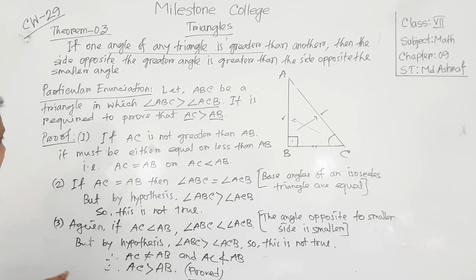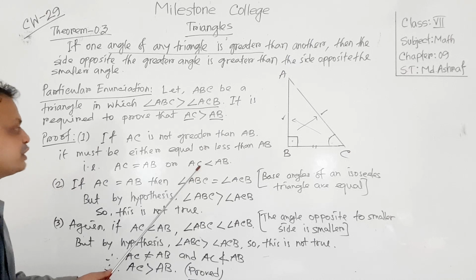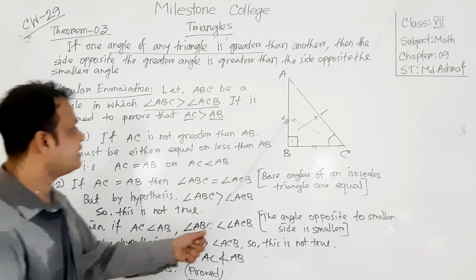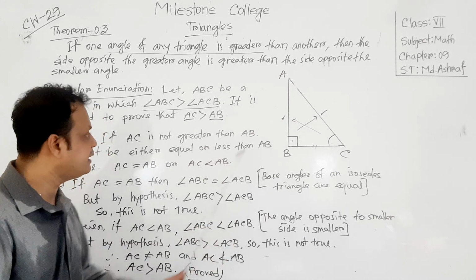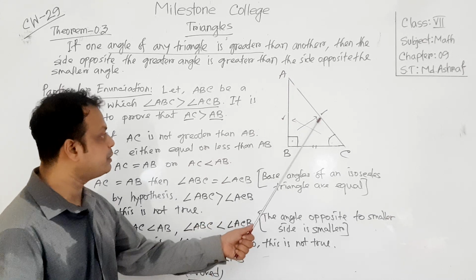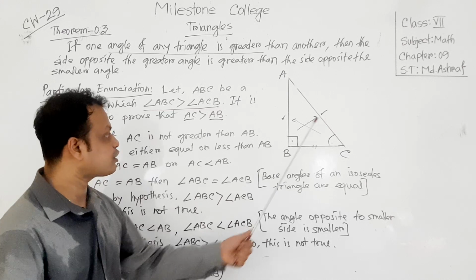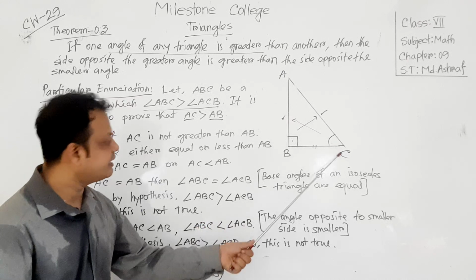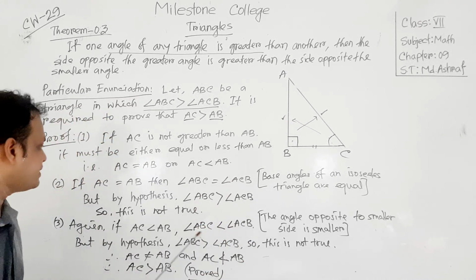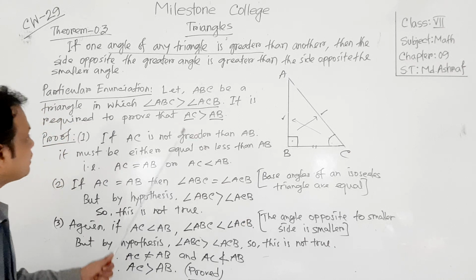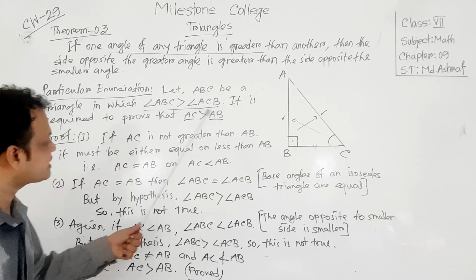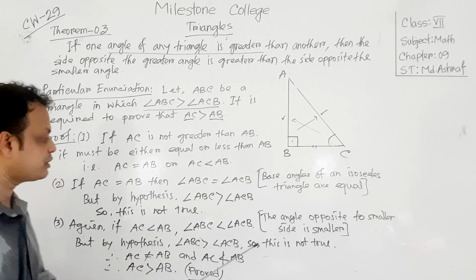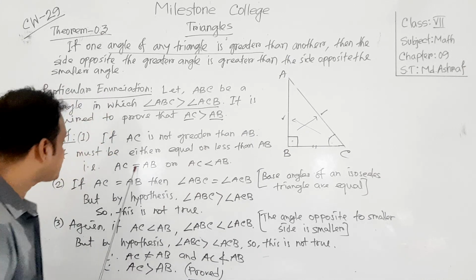Again, in the third point we will think about AC less than AB. AC is the smaller side and AB is the greater side. So the smaller side's opposite angle, angle ABC, will be less than angle ACB. But by hypothesis, angle ABC is greater than angle ACB. So this is not true.